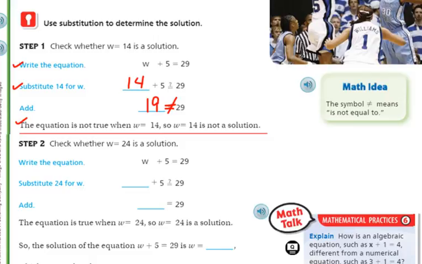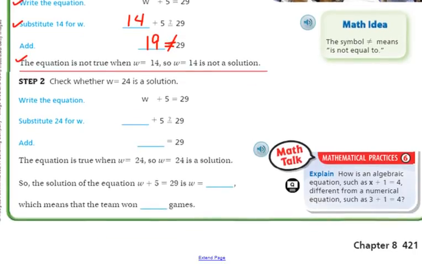Let's check out step 2, where now we're going to look at a value of 24. Check whether W equals 24 is a solution. Again, we start by writing our equation. We're now going to substitute in 24 for W. So we have W plus 5 equals 29, and we replace, so now we get 24 plus 5 equals 29. And 24 plus 5 does equal 29 there. So we know that 29 equals 29.